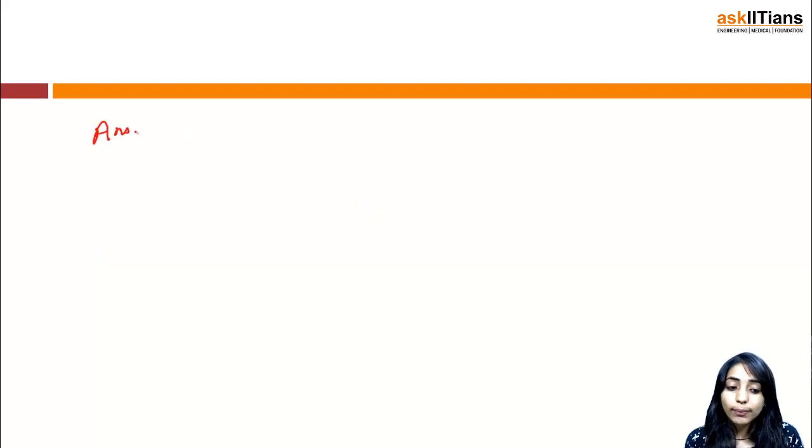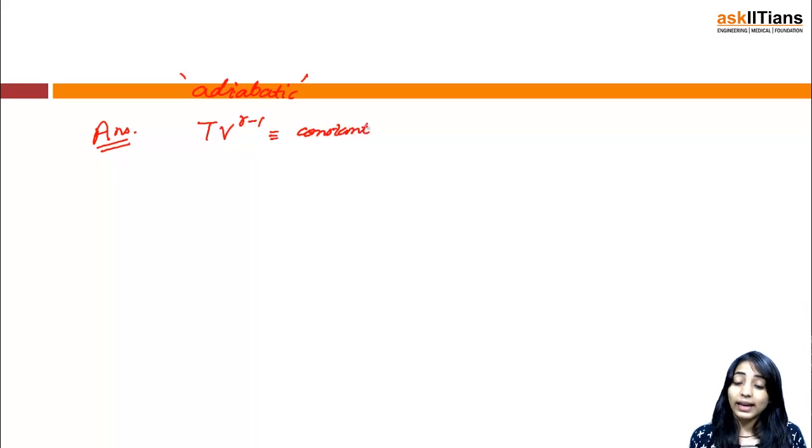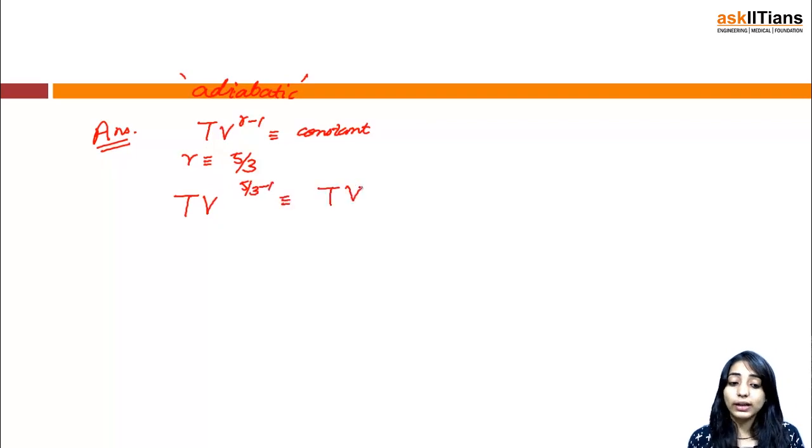Now, to do this type of question, since it has been given the process is adiabatic in nature, I can very easily write Tv^(gamma minus 1) is equal to constant. Now, since the gas which is given to me is a monoatomic gas, the gamma value can be taken as 5 by 3, and hence I can say that Tv^(5/3 minus 1), which is equal to T into V^((5 minus 3)/3), that is Tv^(2/3), will be a constant value.